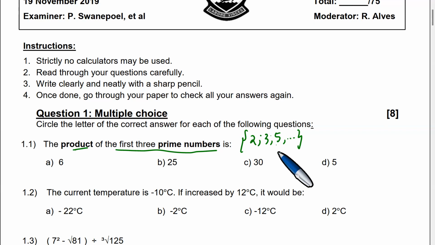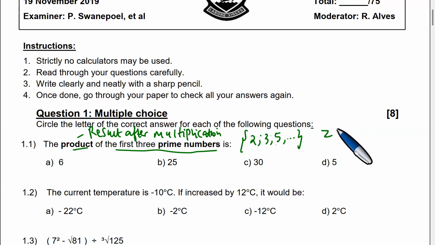Okay. Product is the result after multiplication. So which means you need to multiply 2 times 3 times 5. What is 2 times 3? 6. What is 6 by 5? 30. So the answer is what? The answer is 30. So we're looking for the product of the first three prime numbers, and clearly the answer is 30.